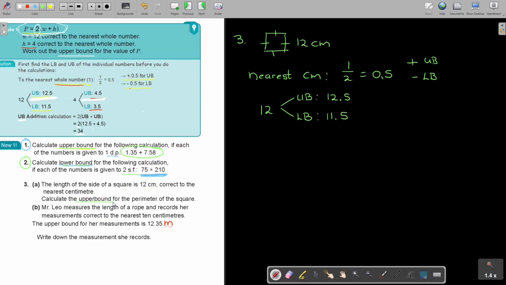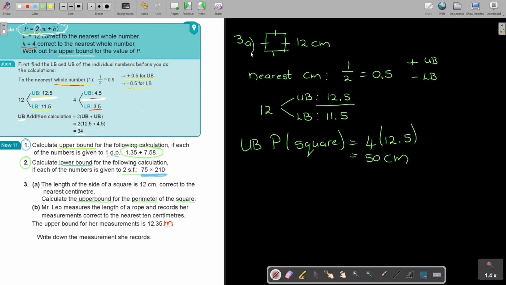Now calculate the upper bound for the perimeter of the square. So for this calculation, they want the upper bound, and they want it for the perimeter of the square. Now remember what I said to you. If it's addition and multiplication, if you want the biggest, you just work with uppers. And if you want the smallest, you just work with lower bounds. But in this case, the 4 is fixed. It's a constant. So I will just multiply with that upper, which is 12.5. And my answer will be, let's just quickly calculate that one, 50 centimeters. And that is part A.